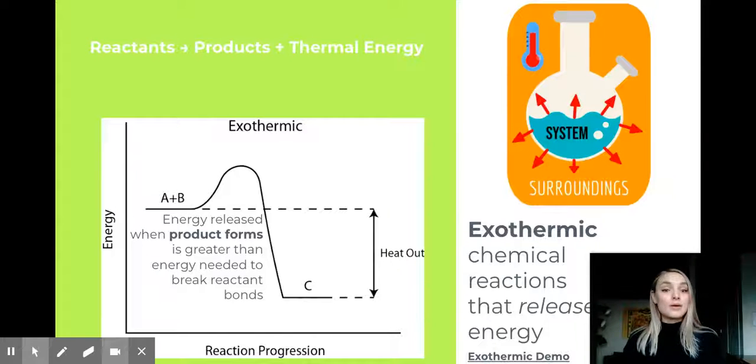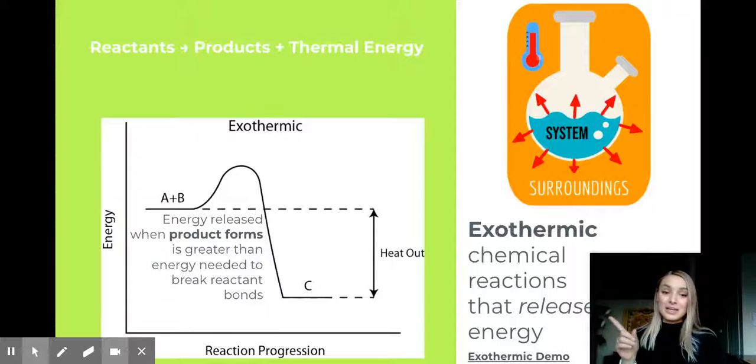And exothermic reactions, if you look at the picture right above, make everything else warmer around them because they release energy from the system to its surroundings.